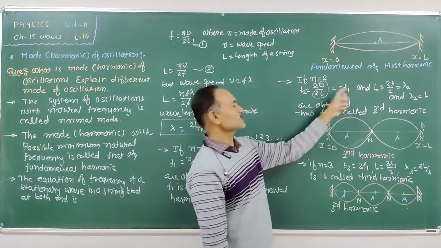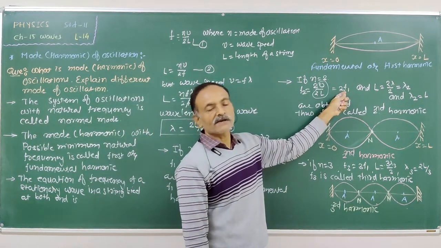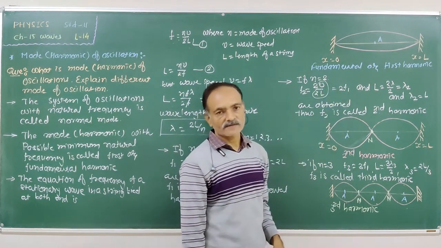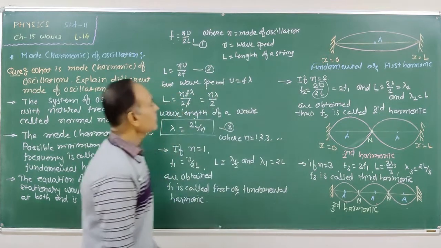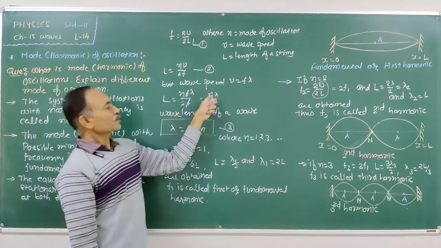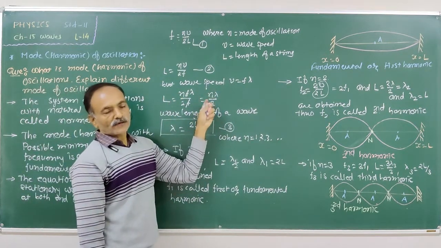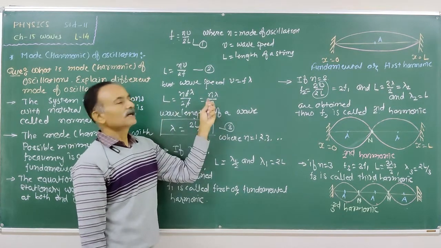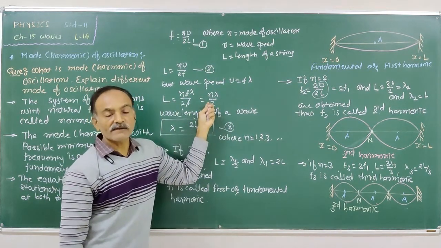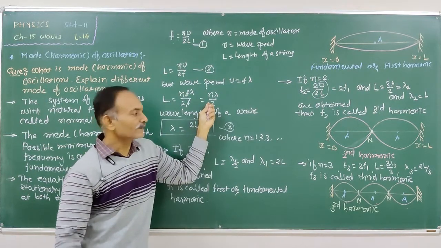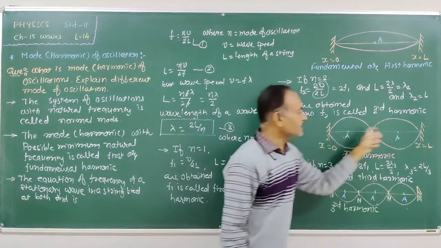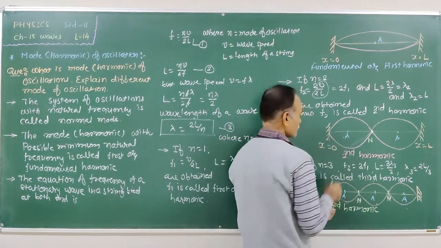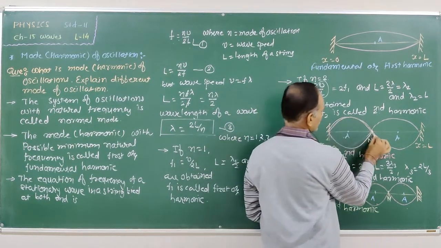Therefore, that is known as the second harmonic. For the frequency of the second harmonic, F2 is equal to double of F1. Now, L is equal to 2 lambda upon 2, the 2s cancel. Therefore, in L length of a string, one complete wave of wavelength lambda is generated.